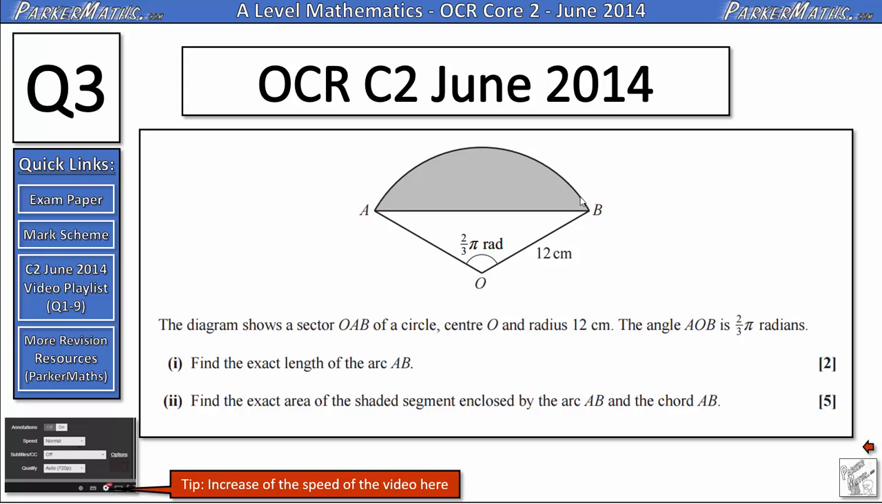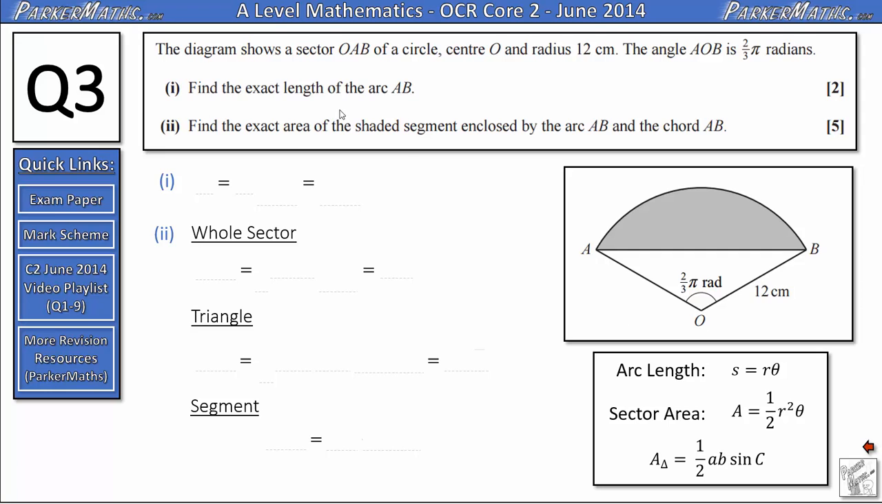and the chord AB. So to find the exact length of arc AB, we need to use the formula for arc length, which says that arc length is equal to the radius multiplied by the angle. But remember, in order to use this formula, the angle must be in radians, which it is, so we're okay. So all we need to do to find the arc length S is the radius 12 multiplied by the angle 2/3 pi, and 2/3 of 12 is 8, so we get 8 pi.